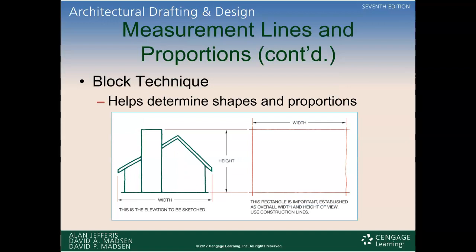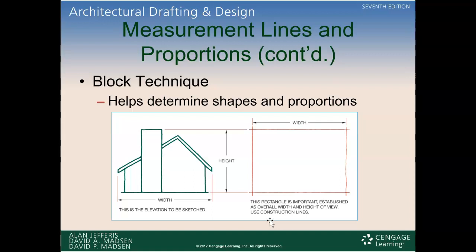The block technique helps determine shapes and proportions. Say you want to draw the elevation of a house, but sometimes you start here, you may not get the same result. But if you draw a box, everything has to fit in there, and so when you get to the top of it, that has to be where the building is terminating. This is the elevation to be sketched. This rectangle is important to establish as an overall width and height of view.